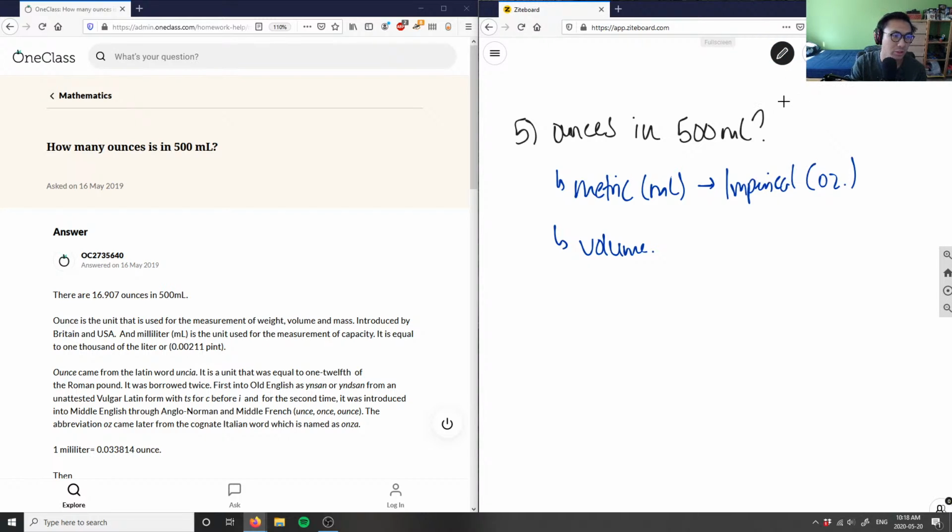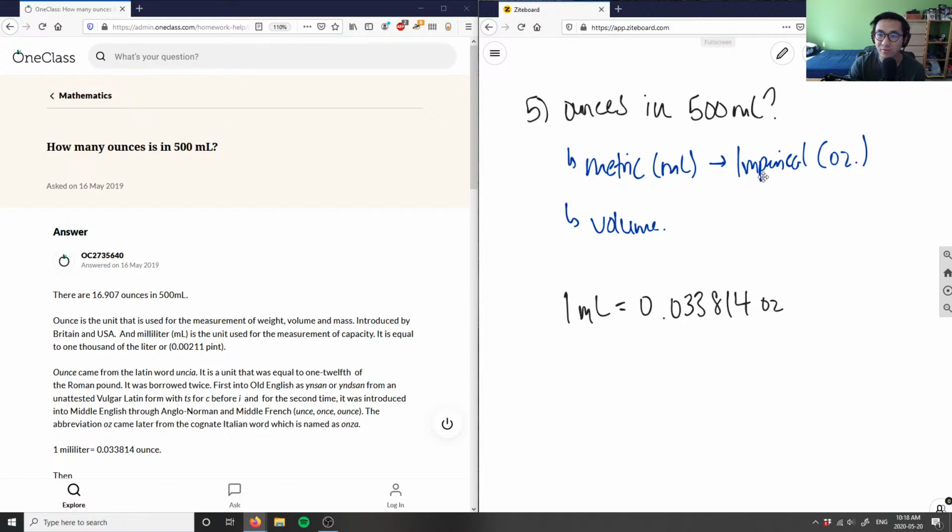Usually I don't think you have to memorize these types of conversions because they are a bit more tedious to memorize. But I know that in my conversion system, 1 milliliter equals 0.033814 ounce, as given also in the solution here. So we're on the right track. And what we want to do is convert 500 milliliters.